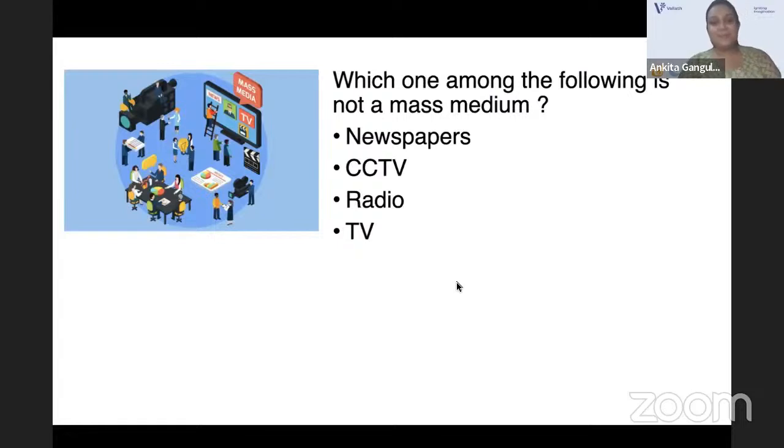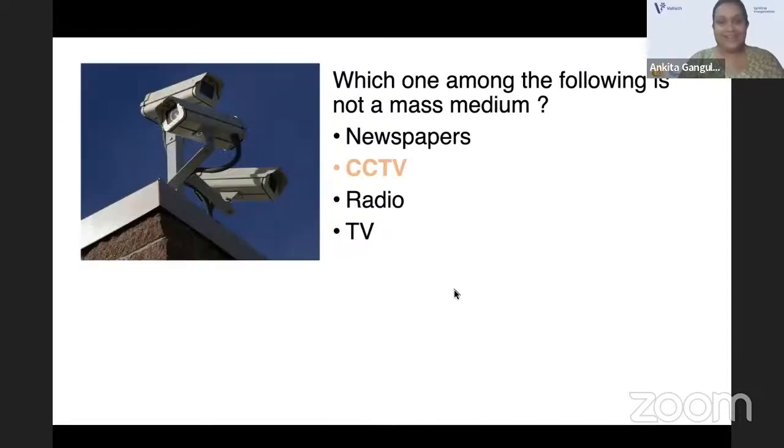Which among the following is not a mass medium? Newspaper, CCTV, radio, TV. Even children will answer. It is CCTV. There are so many CCTVs here, so it seems like a mass medium.